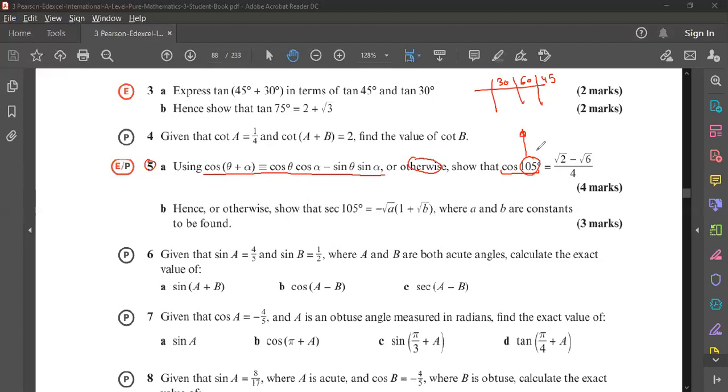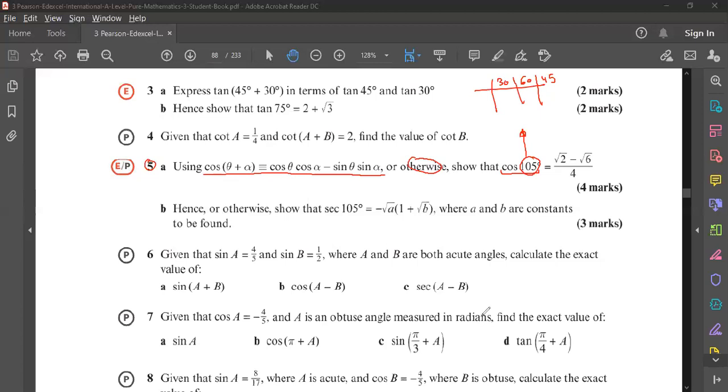Yes, people, wake up. How can we get 105 from those three numbers? 30 يعني 1 plus 1, 1 minus 1 إيش؟ 60 plus 45. Thank you.